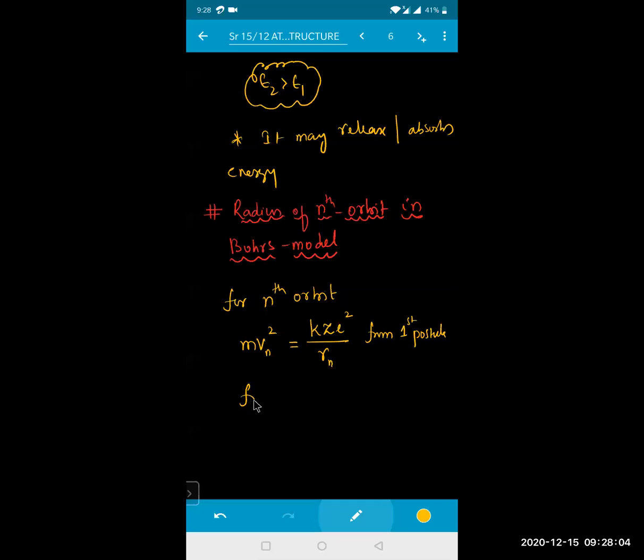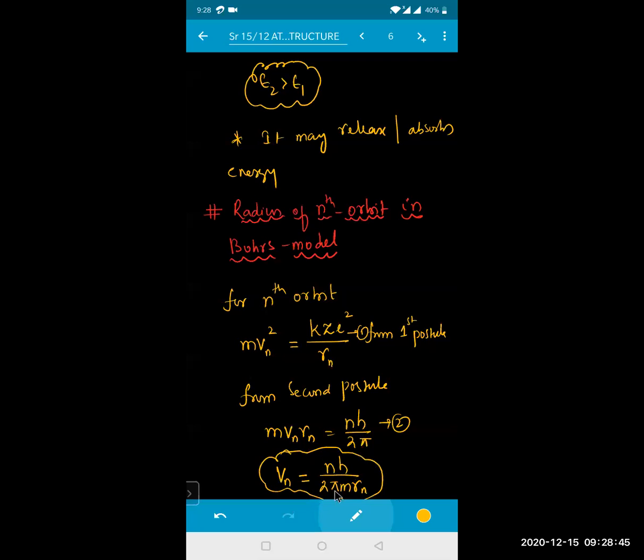Okay, from the second postulate, m into velocity of the nth orbit into the radius of the nth orbit is equal to n into h divided by 2 pi. That means I can get the velocity of the nth orbit from this one. Velocity of the nth orbit is equal to n into h divided by 2 pi into m into the radius of the nth orbit. So this one is my equation number 1. This is my equation number 2. And from equation number 2, I got the velocity of the nth orbit.